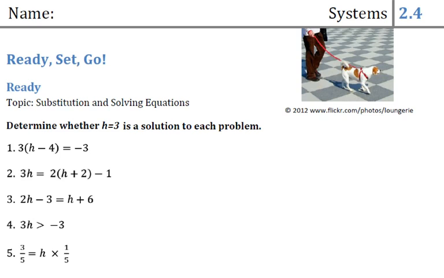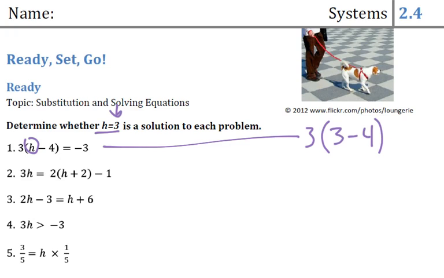So, the first problems. Determine whether h equals 3 is a solution to each problem. Well, how do we check if a number is a solution? You take your equation, and wherever that variable is, we replace it with 3. We substitute 3 in there, and then we simplify to see if they match up.